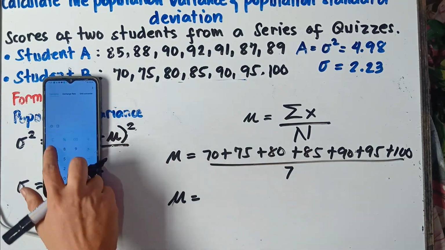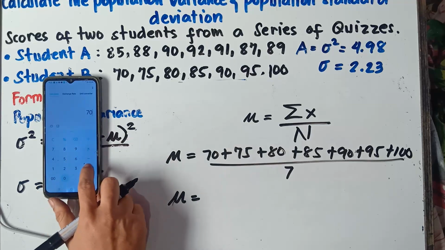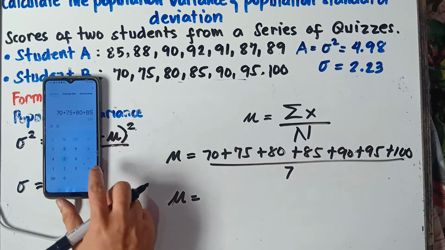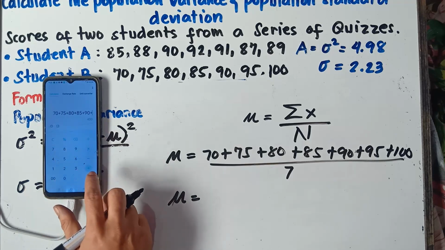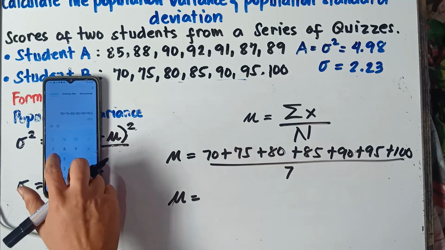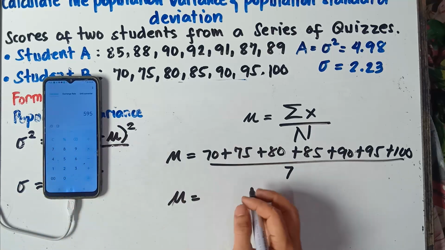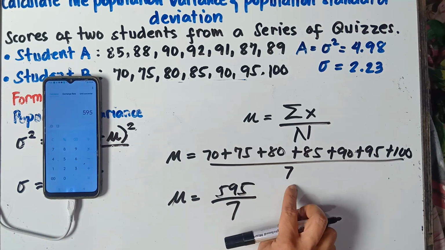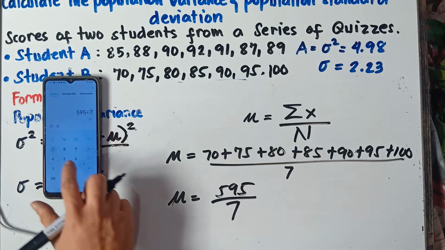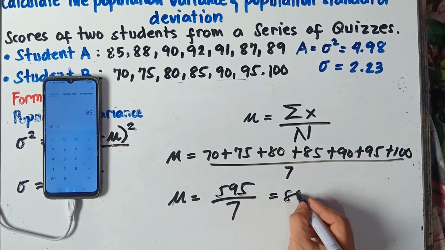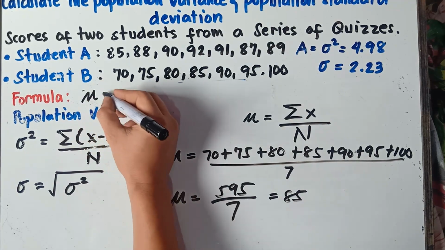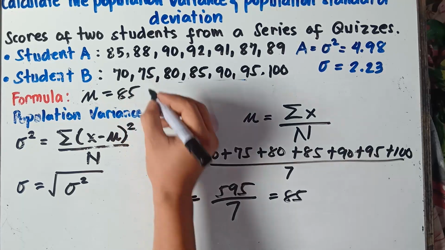Alright, so this will be 70 plus 75 plus 80 plus 85 plus 90 plus 95 plus 100. So that would be 595. Divide by 7, the total number of samples. The answer, class, is 85. So the population mean for student B is 85.